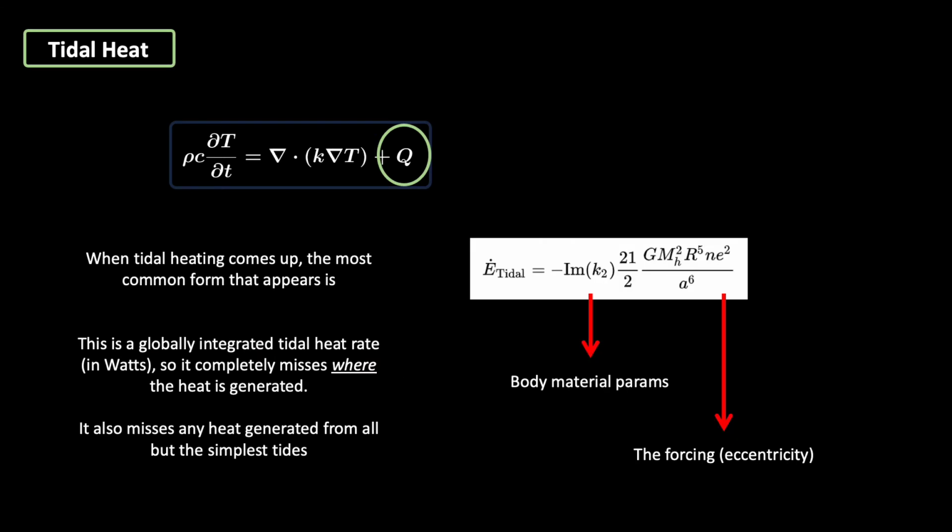Cool. Anytime you see anything about tidal heating, you're probably going to see this equation. And this has this k2 Love number in here, which wraps up everything about the body, and this eccentricity squared. So that's the forcing. Now this thing is globally integrated, which means it's in watts, right? And it's integrated globally, so you can't tell where this heat is generated. And it's also a very, very simple tide to come up with this equation.